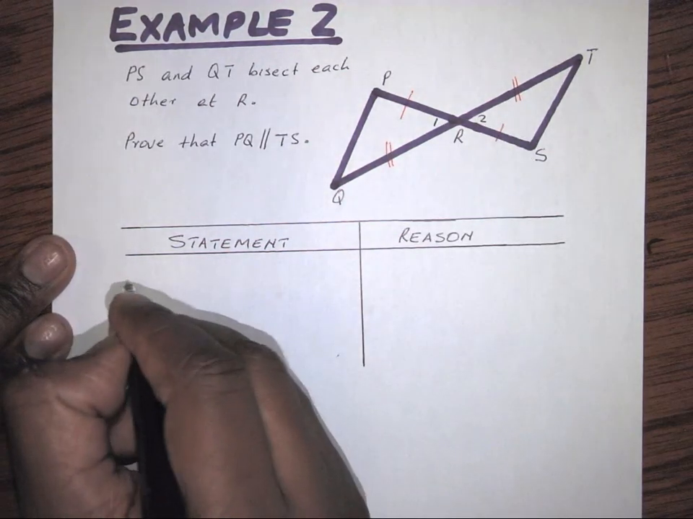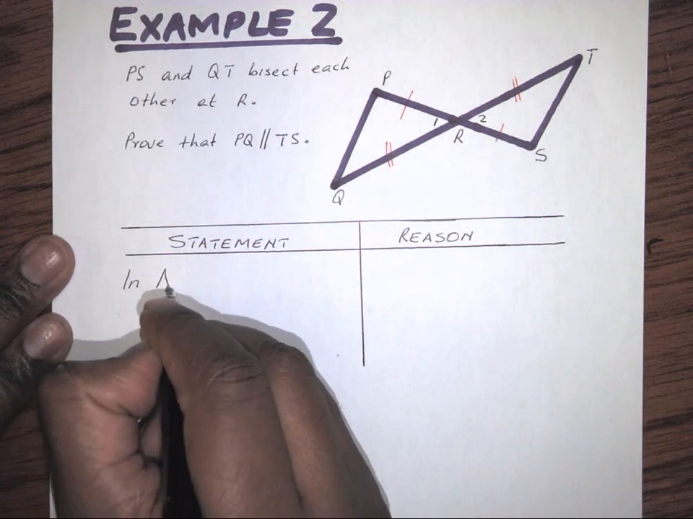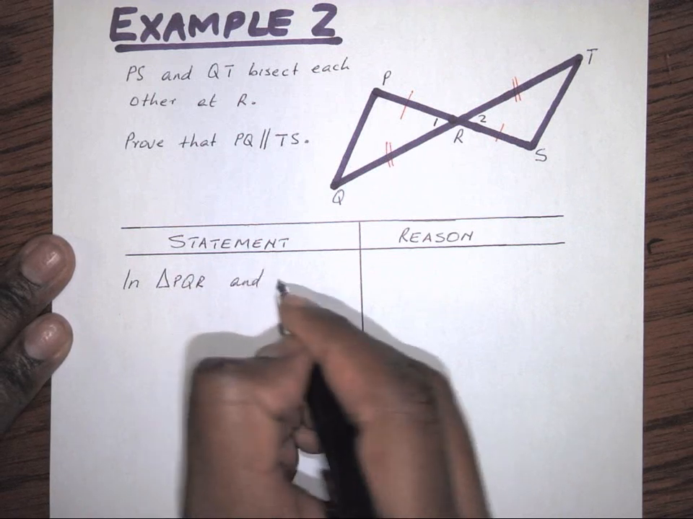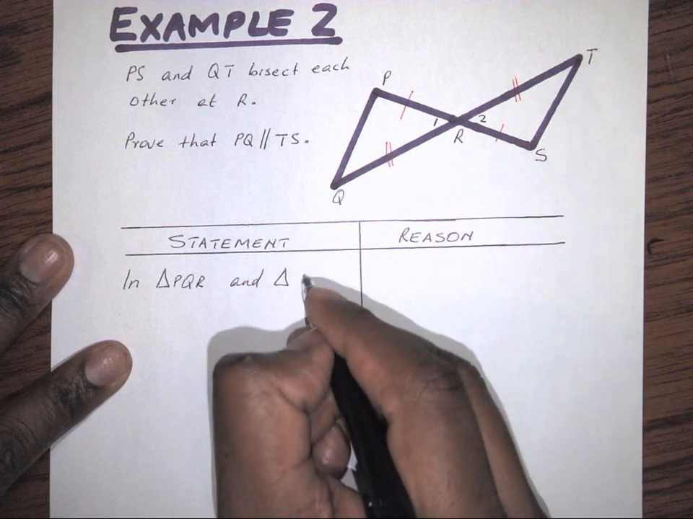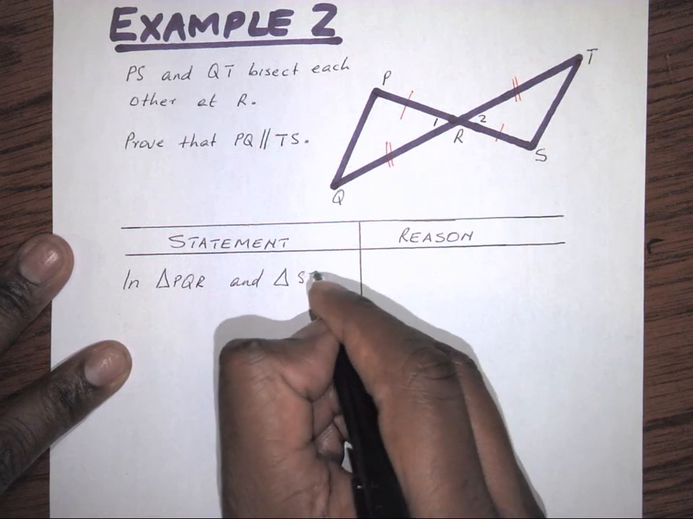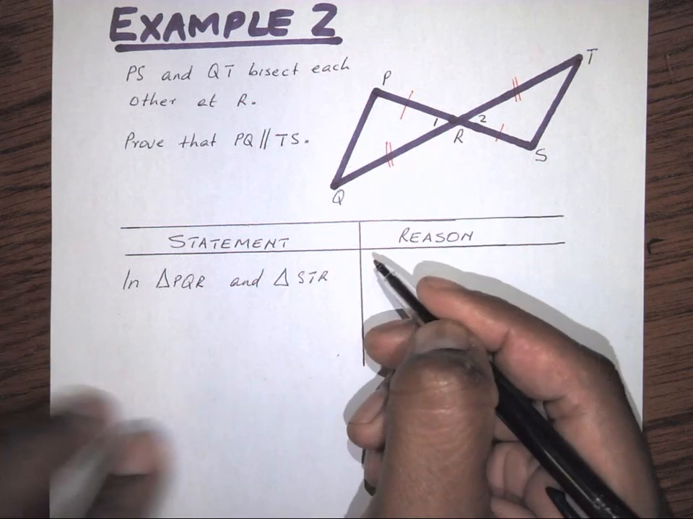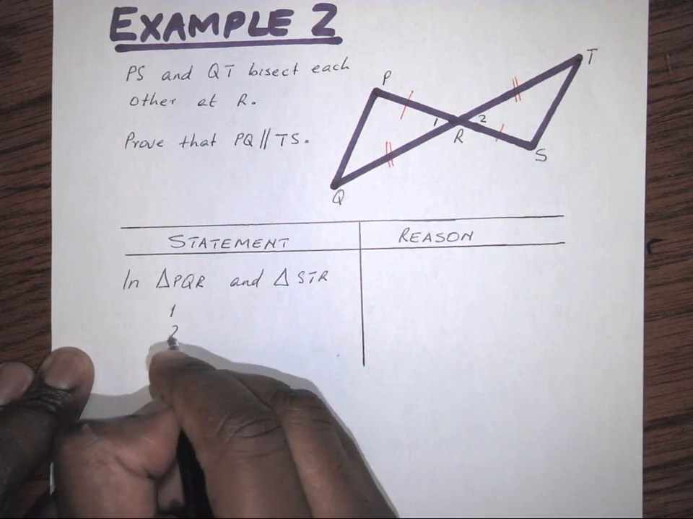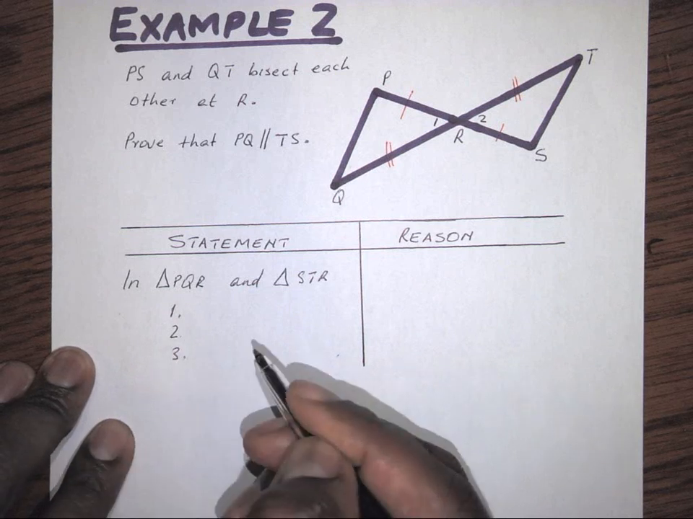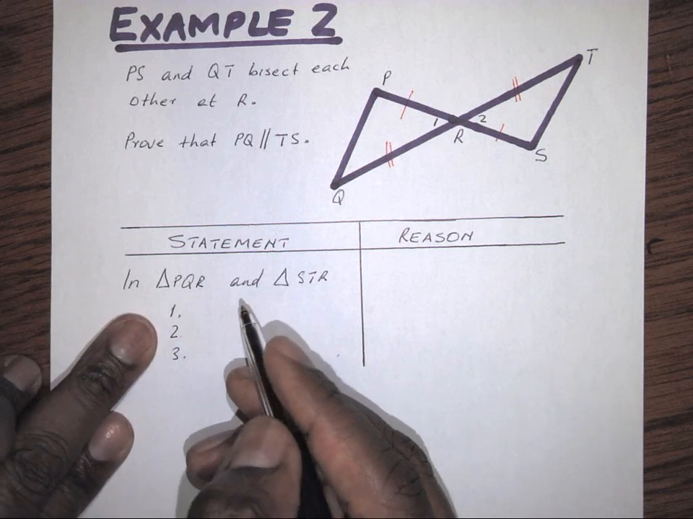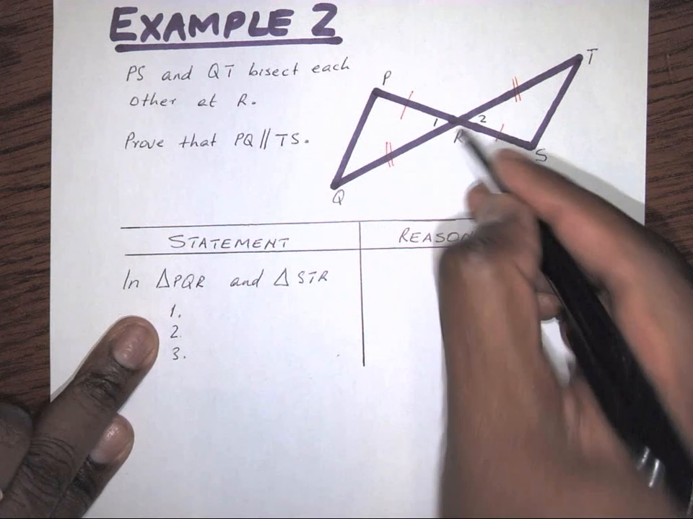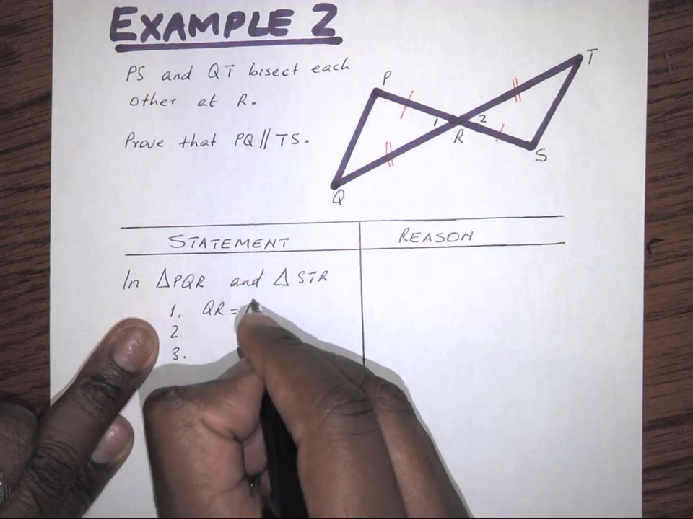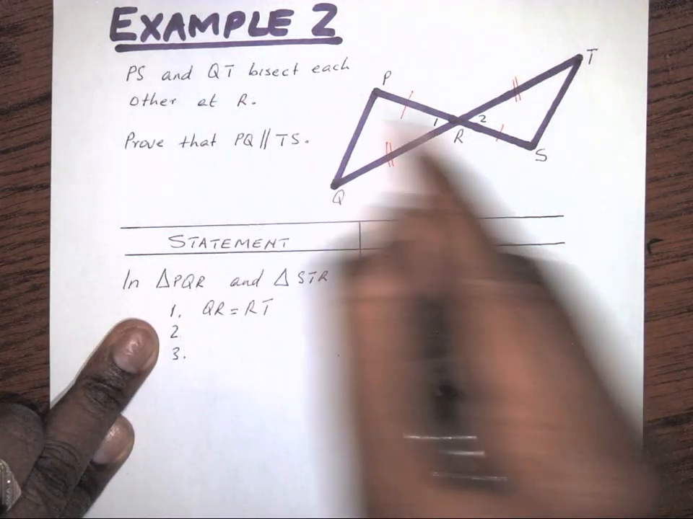Again, using congruency. In triangle PQR and triangle STR. First, I'm not saying they are congruent, I must prove first. So 1, 2, 3. I must find three things which are equal. First one, QR is equal to RT. Reason, that was given.